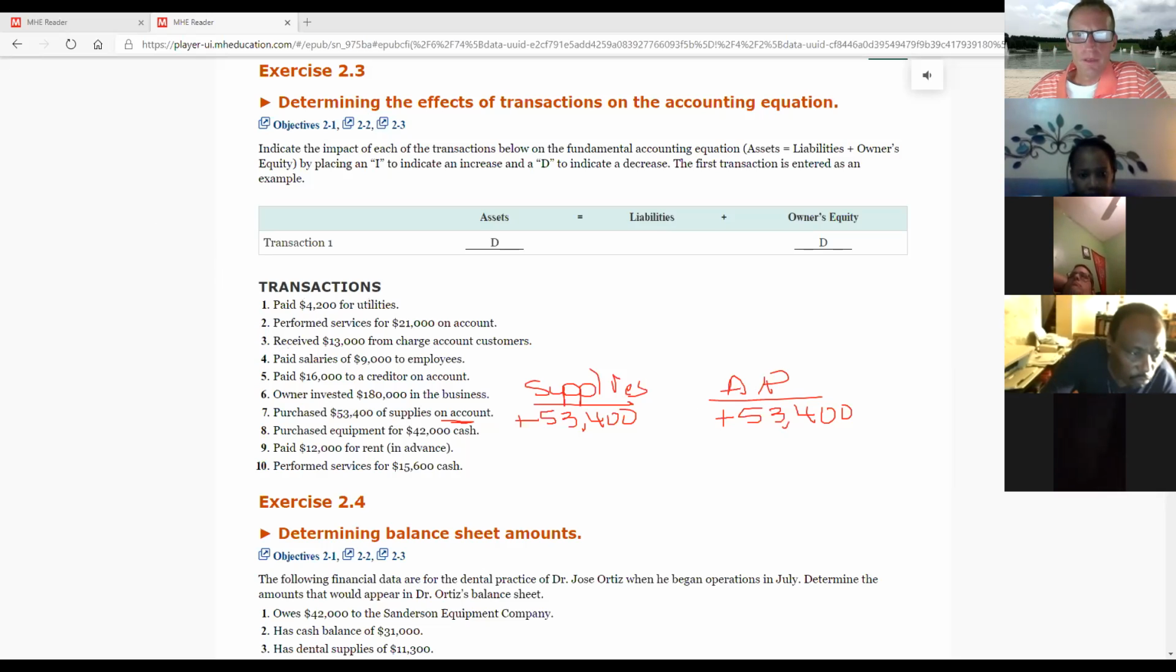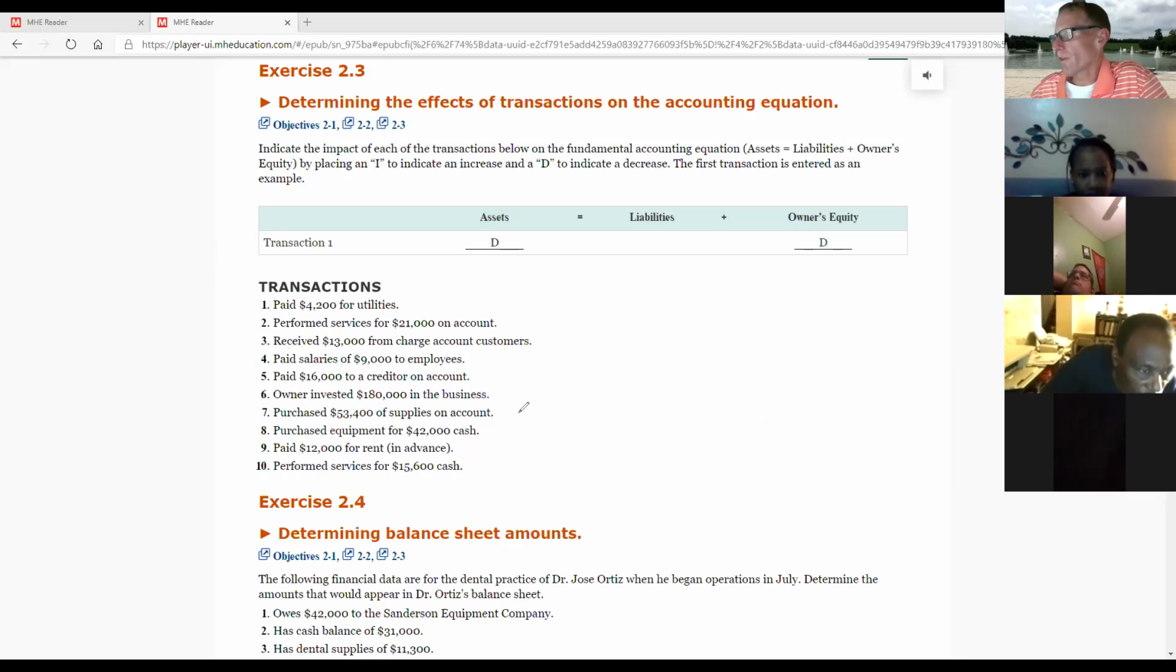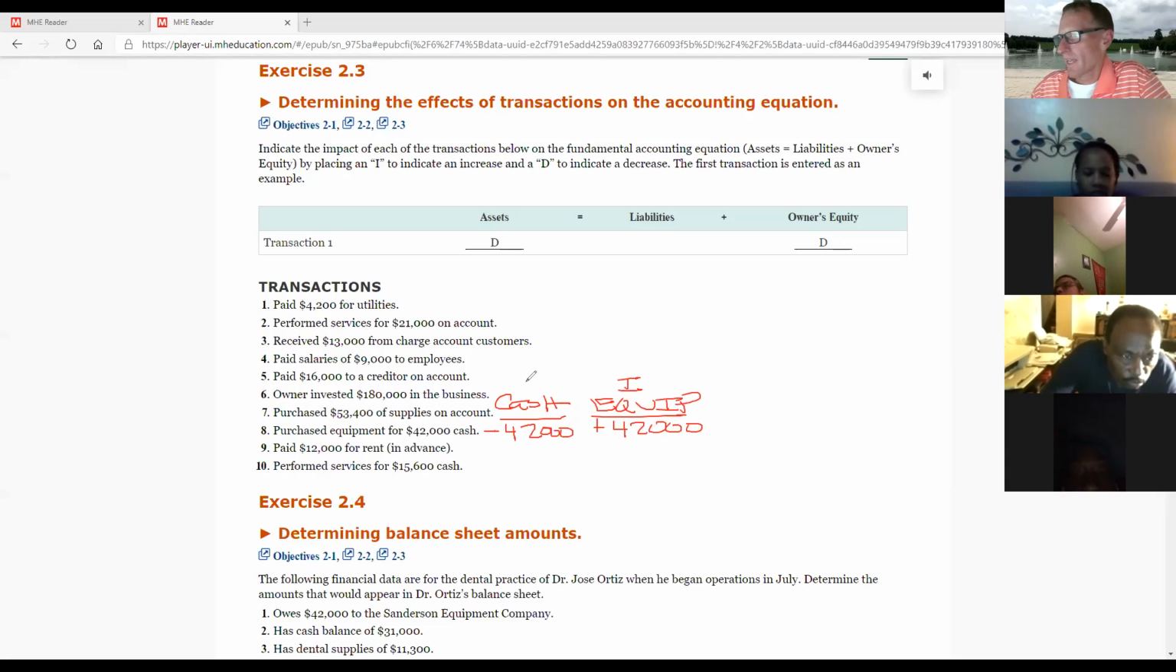8 says purchased equipment for cash. So we've got cash, we've got equipment, and I think we've already seen this even from the PowerPoint, but let's do it again. So you're going to increase equipment, 42,000, and you're going to decrease cash 42,000. This is, again, you increase one asset and you decrease another. That's all you're doing.